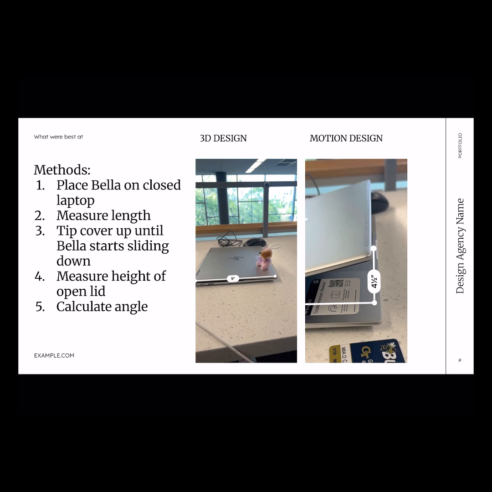So the methods are to place my little stuffed animal Bella on a closed laptop and measure the length. There's an app on iPhone that measures lengths, which is pretty cool. So then I tip the cover up until Bella starts sliding down. And I used my Buzz Card for a straight edge there, so I know the picture looks like I measured some random wherever I wanted, but there was a straight edge there, I promise. So then I measured the height of that, and from those calculations, we can calculate the angle it was at.